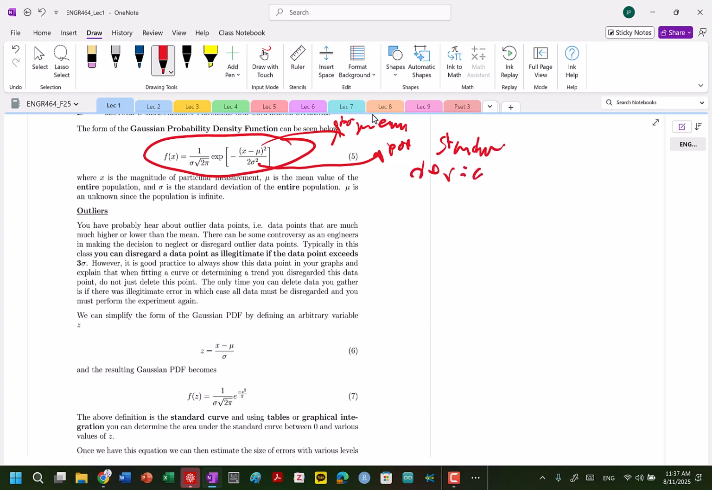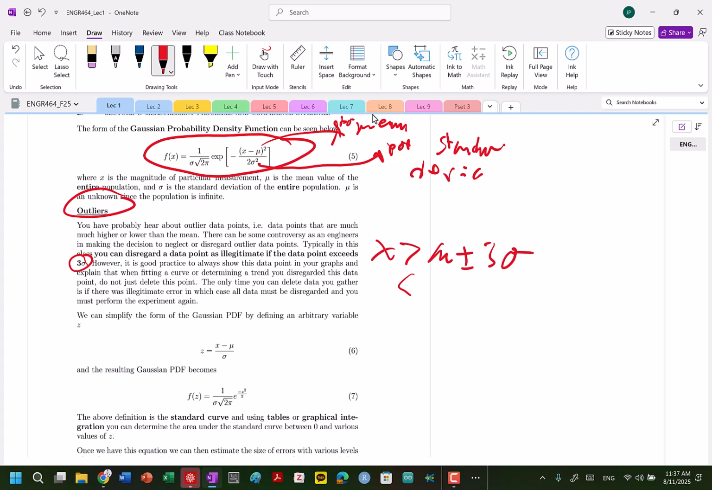So, excellent. When you have outliers in data, there's actually a quantitative measurement. If your data point exceeds 3 sigma, so if my measurement is greater than mu plus 3 sigma or less than mu minus 3 sigma, respectively, then that is indeed an outlier.